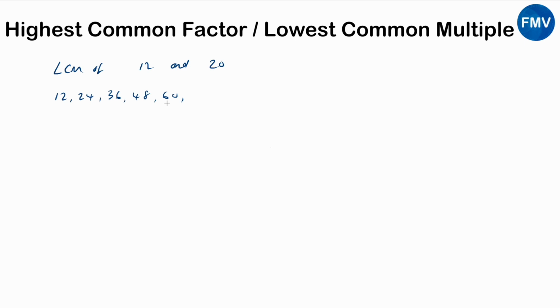I'm going to stop there because I know that 60 is in the 20 times table. I'm going to write the 20s out just to show you that, but you wouldn't necessarily need to do this on both of them. There's 60. 60 is a multiple of 12. It's also a multiple of 20. And it's the lowest multiple that is shared between 12 and 20. So our lowest common multiple of 12 and 20 is 60.